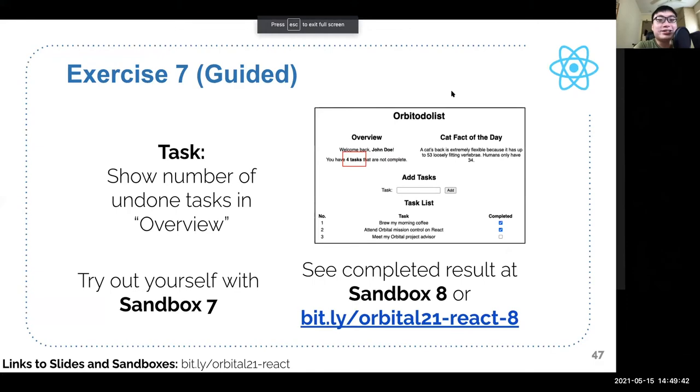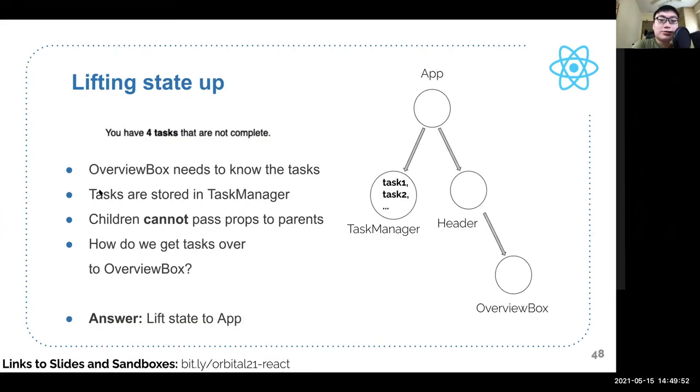And you realize that actually in the code, there might be some challenges when you want to do this. You want to show the number of undone tasks in the overview. What's happening here is that our task is currently stored in task manager, but overview box, which is a component that lives inside header, which is a component of app, wants to know how many tasks are not complete as well. So the tasks are stored in task manager, but overview box wants to know how many tasks are left undone.